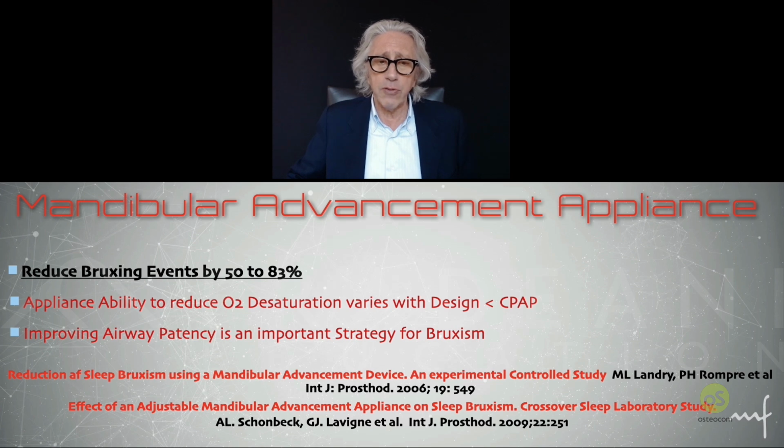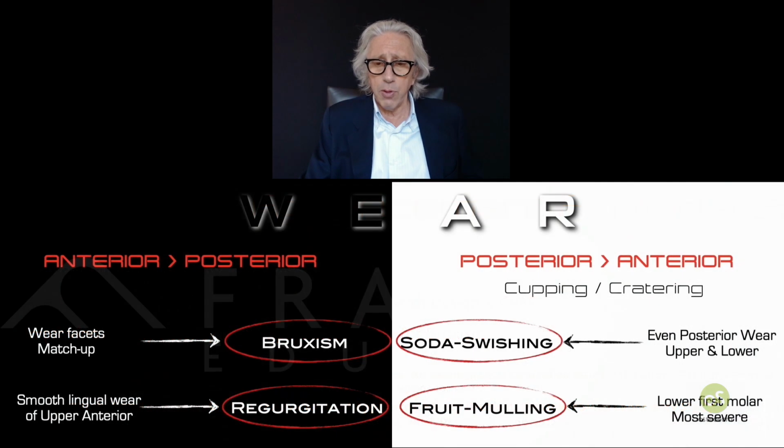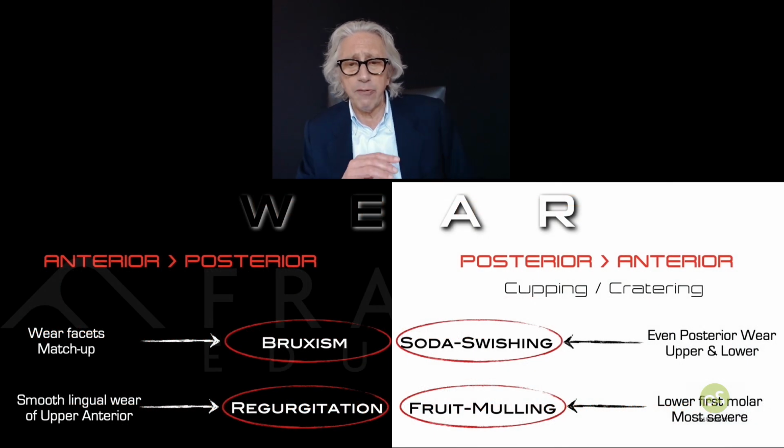So the position of the mandibular advancement appliance, because it's a special bite, not the classic bite, is an appliance that is putting the mandible more in front, is an advancement appliance, can achieve a better space for your tongue, and you have the chance to reduce the bruxism activity by 50 to 83%. That is very, very important. So improving airway patency is an important strategy for bruxism. That could be possible.